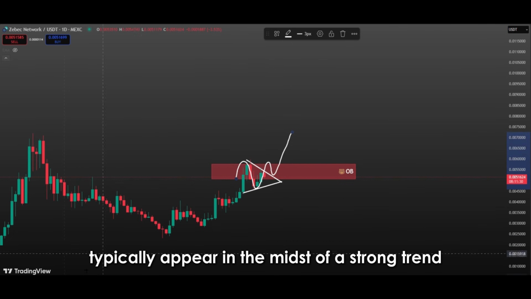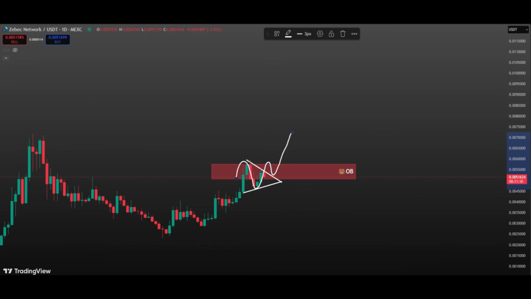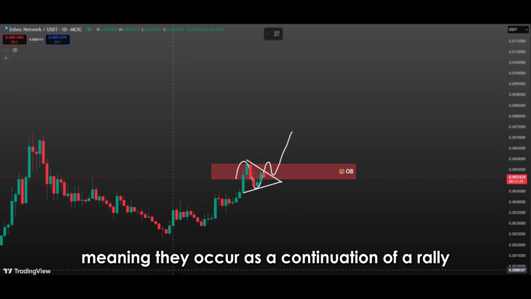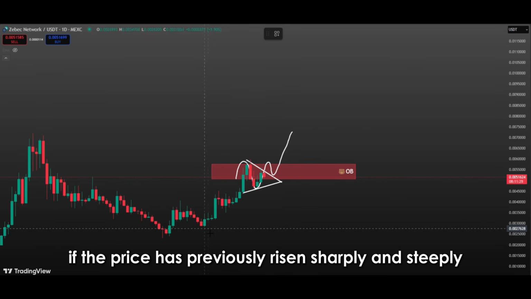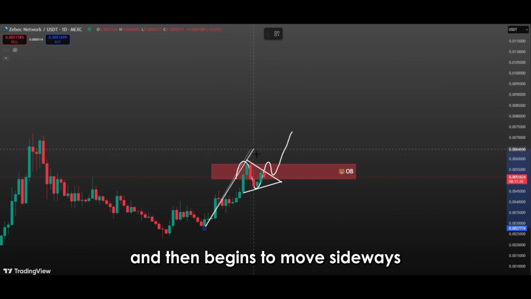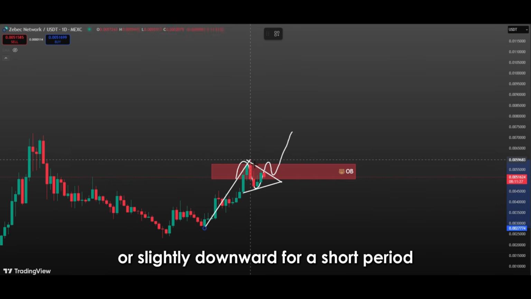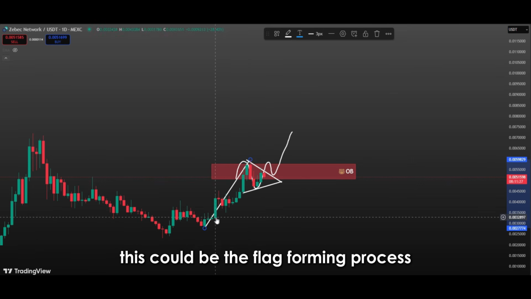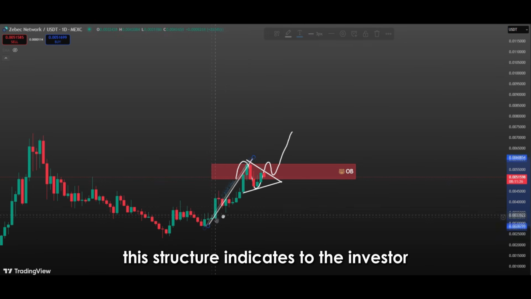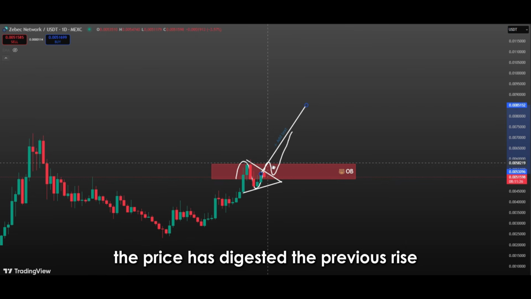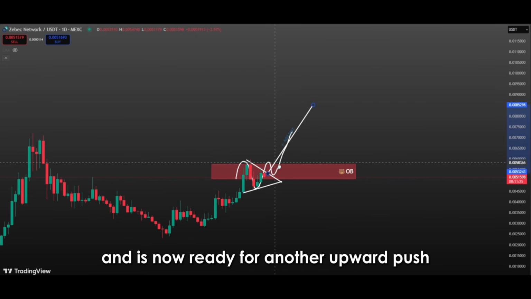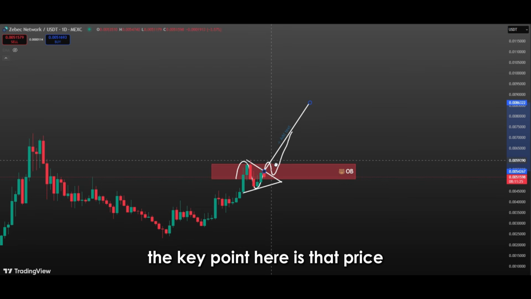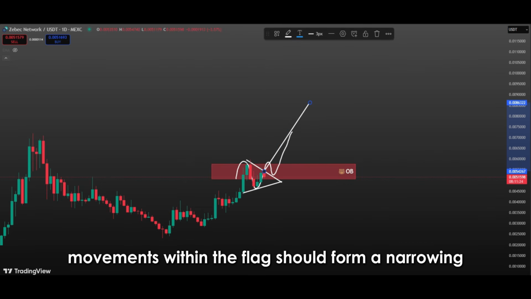Such formations typically appear in the midst of a strong trend, meaning they occur as a continuation of a rally. If the price has previously risen sharply and steeply and then begins to move sideways or slightly downward for a short period, this could be the flag-forming process. This structure indicates to the investor the price has digested the previous rise and is now ready for another upward push. The key point here is that price movements within the flag should form a narrowing structure.